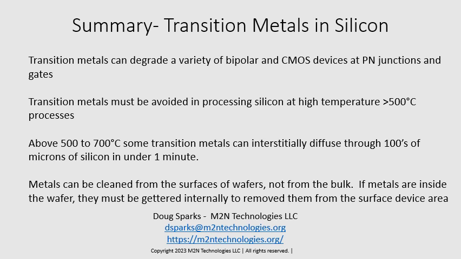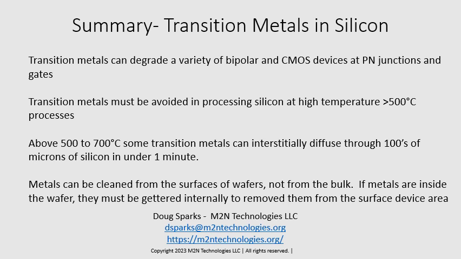Okay, just a summary of transition metals in silicon. They can degrade a variety of bipolar and CMOS devices, from PN junctions to gate oxides. You've got to avoid transition metals at all costs. Don't process transition metals on wafers at temperatures greater than 500 degrees C, or they're going to diffuse in rapidly into the silicon. And as I mentioned, they can diffuse hundreds of microns above, say, 500 to 700 degrees C in just a minute.